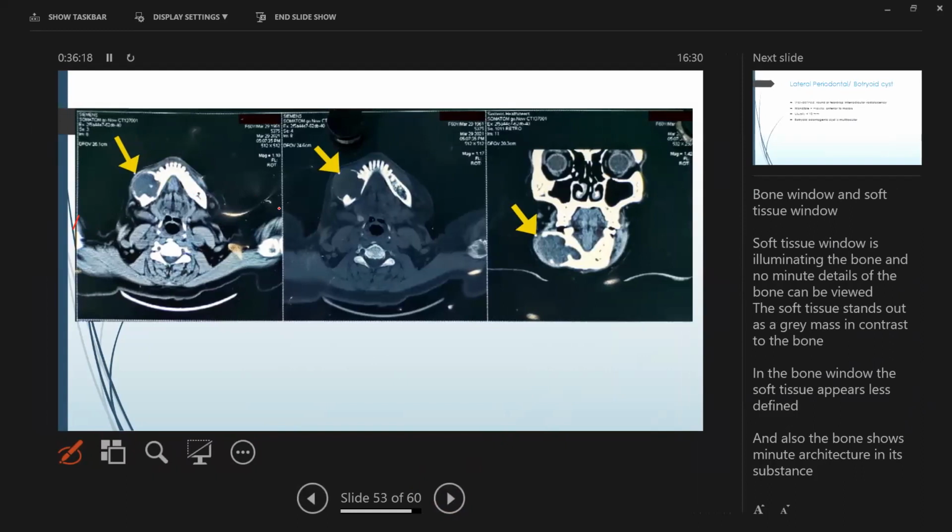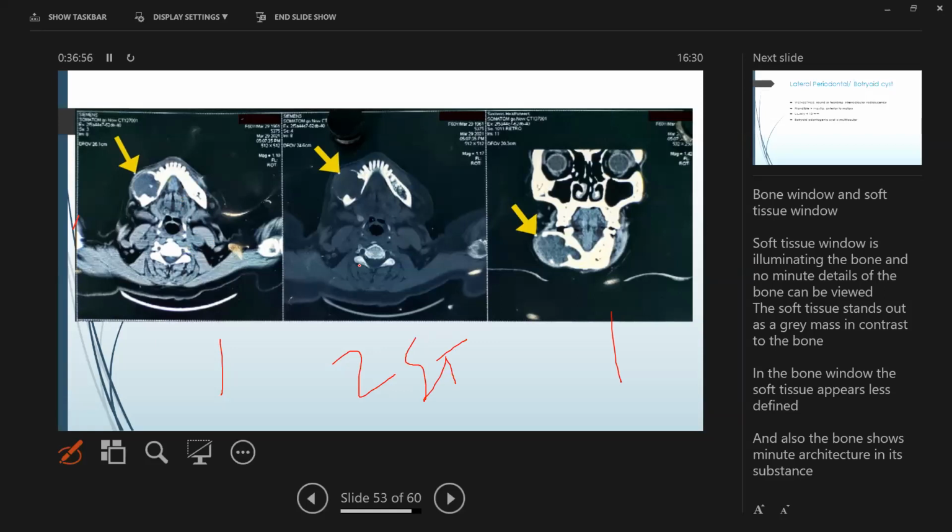Okay, so when you look at these three pictures, this one and this one look the same and this one looks different. Okay, so who can tell me which is a bony window and which is a soft tissue window? Yes, please participate. Second is a soft tissue window. Very good. This one is a soft tissue window. So how will you get a clue? Very good. So this one is the soft tissue window and this one is a bony window.